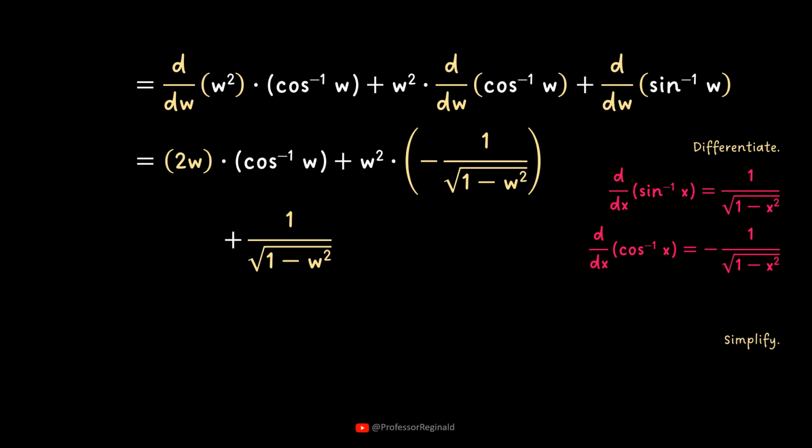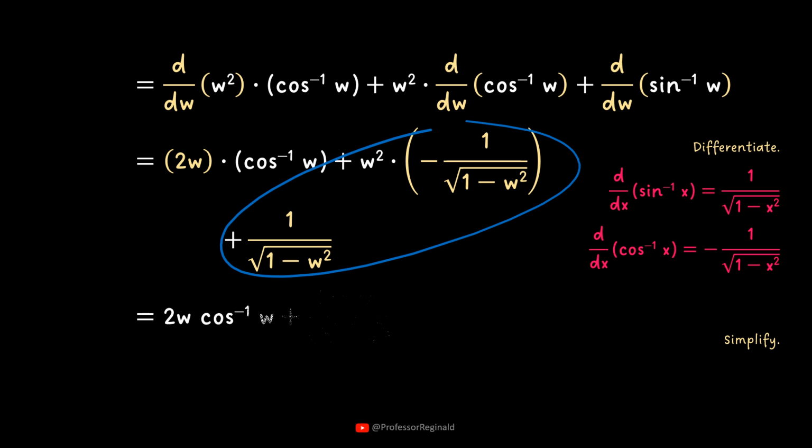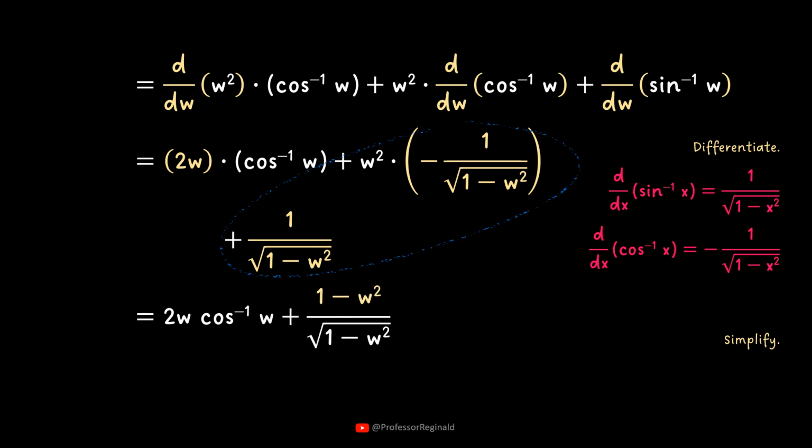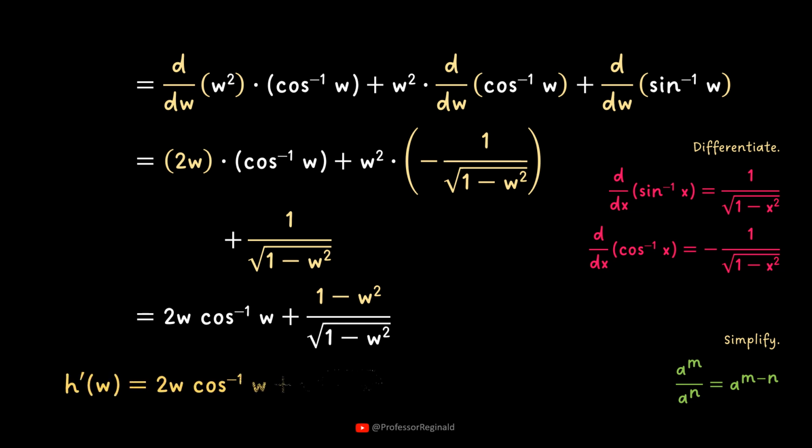Simplify the derivative by combining these expressions. And using a property of exponents. Thus, h prime of w equals 2w times the inverse cosine of w plus the square root of quantity 1 minus w squared.